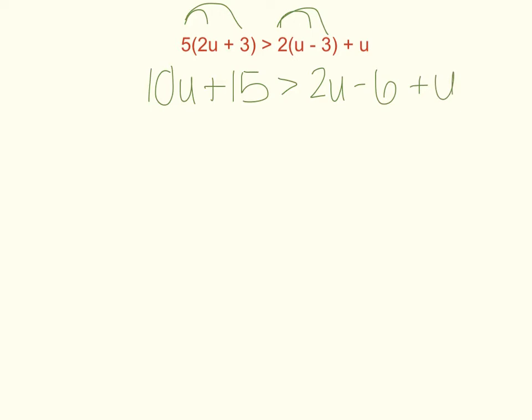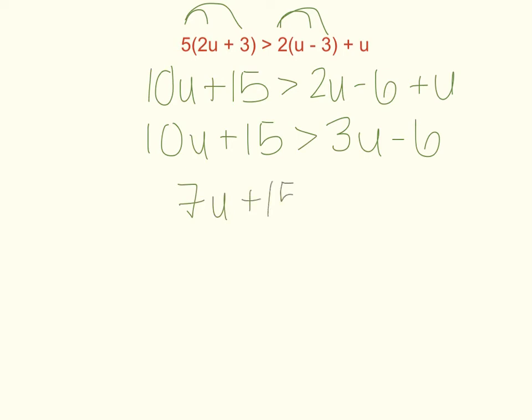I like to combine my variables first, so on my right side I want to go ahead and combine my u's. I'm going to write my left side just as it is. 2u plus a u is 3u, and I have my minus 6. Again, I like to then keep going with my variables. I'm going to subtract 3u from both sides, so I end up with 7u, and then minus 6 on this side. I'm then going to subtract 15. So I have 7u here, and on the other side of my inequality I have negative 21. And last but not least, I'm going to divide both sides by 7. So I have u is greater than negative 3.